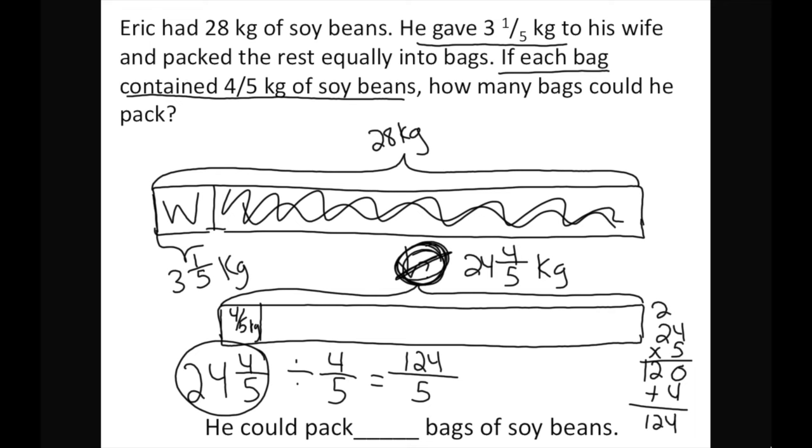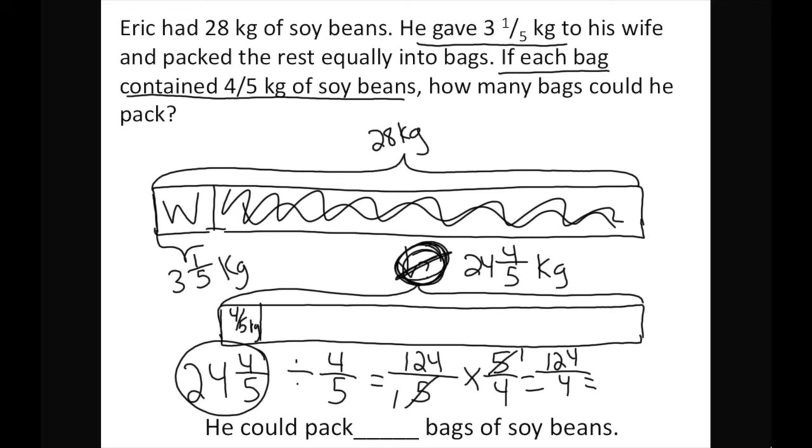And if I'm dividing by 4/5, I change that into multiplication to solve and find the reciprocal. I can cross cancel, and I end up with 124 over 4. Now I can just divide. Remember, that fraction line literally means divided by. So 4 goes into 12 3 times, and 4 goes into 1 once. So I end up with 31. 124 divided by 4 equals 31. So that means that I'm going to end up with 31 bags. So he could pack 31 bags of soybeans.